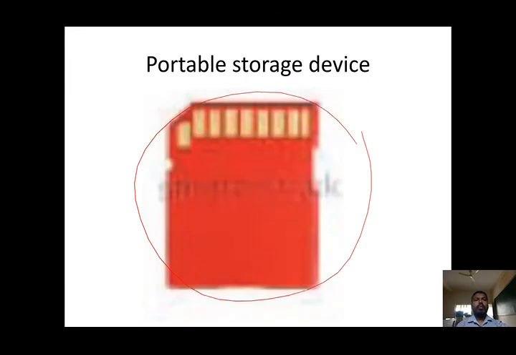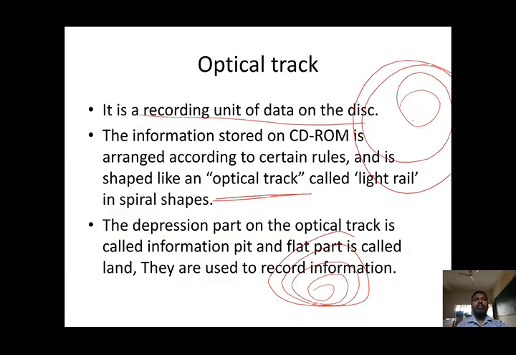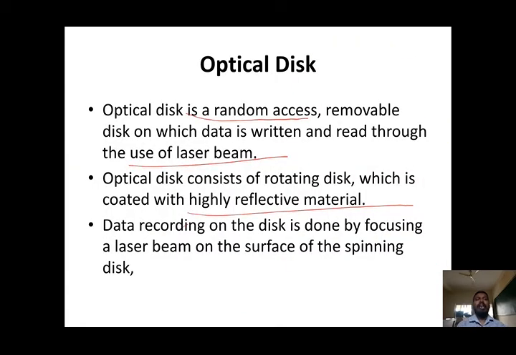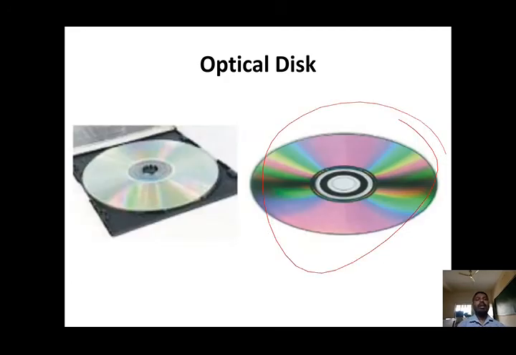Dear students, I am going to conclude this video by giving a summary. First, optical disc. It is a random access removable disc on which data is written and read with the help of a laser beam. The optical disc consists of a rotating disc coated with highly reflective material. How will data be recorded? The data will be recorded on the disc by focusing a laser beam on the surface of a spinning disc. Spinning disc means rotating disc. There are different types of optical disc: CD-ROM, DVD, Blu-ray.